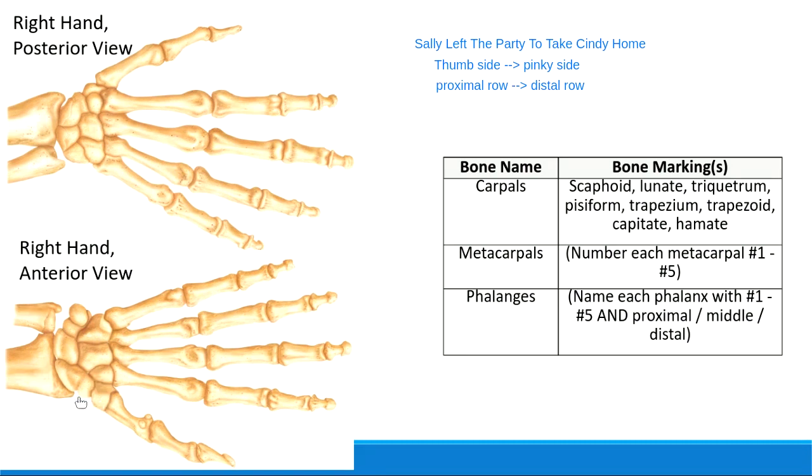So when we're trying to identify these bones, the first big one that I see in the proximal row, this big one here, is called the scaphoid. That's for Sally, the scaphoid bone right here. Next door to that is the lunate bone for left. This little part that you see right here, this is as much of the triquetrum as we can see.